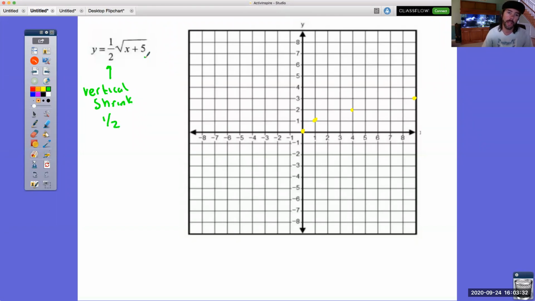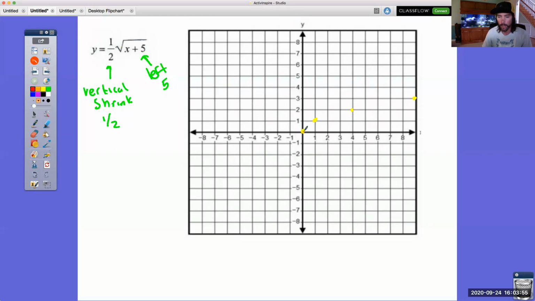And then also I have to take care of this +5. +5 is in the radical to the right of the x. That's your left and right movements in the opposite direction of that sign. +5, left 5. Okay, you have to do your vertical stretches and shrinks first, then move it left or right.